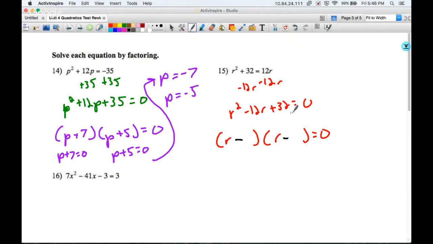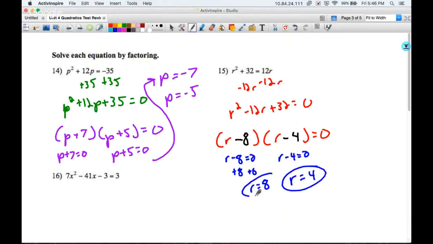Let's see, factors of 32. I'm thinking 8 and 4. Those work. Set those individual factors equal to 0. That's our zero product property. Get r equals 8 and r equals 4. Both of those are answers.